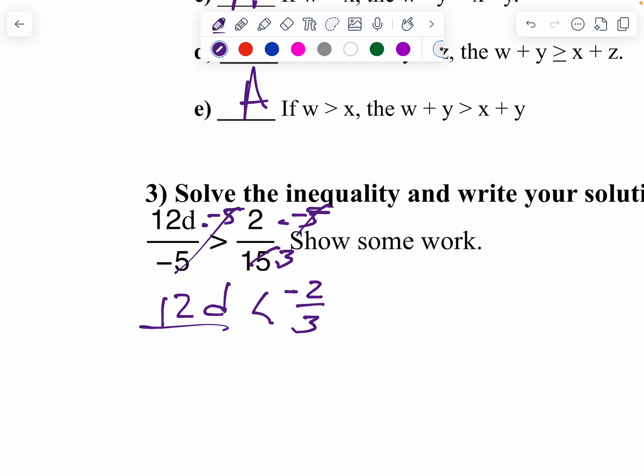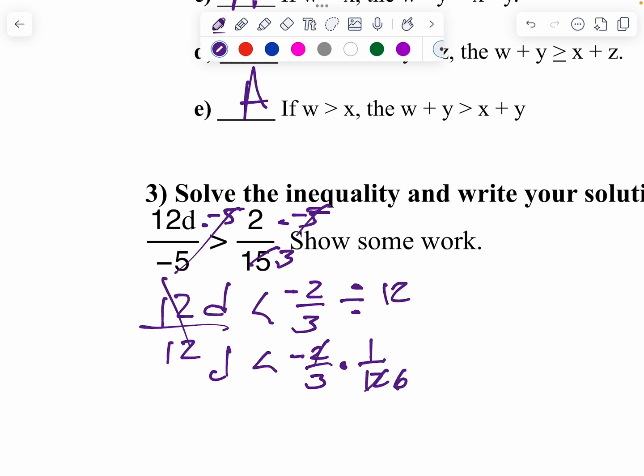Then I'm going to divide by 12. Since I have a fraction, I'm going to rewrite it as -2/3 times 1/12. 2 goes into 12 6 times. D is less than -1/18. And then we want to write it in set builder notation. We put our set notation of D such that D is less than -1/18.